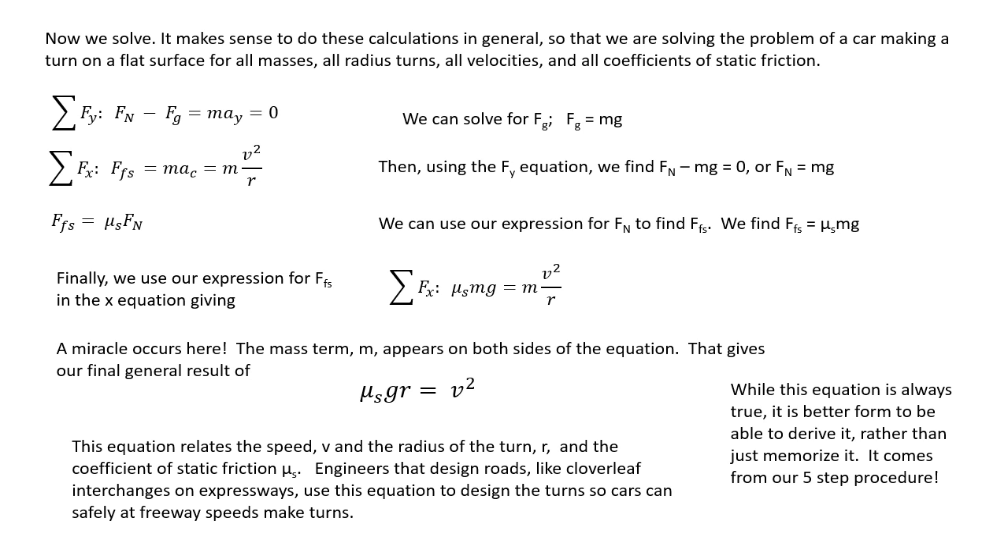This equation does relate the speed, v, the radius of the turn, r, and the coefficient of static friction, mu_s. This is the equation that engineers use to design roads, particularly things like cloverleaf interchanges on expressways. You can use this equation given a particular velocity or a particular radius or particular coefficient of static friction and find the unknown quantity.